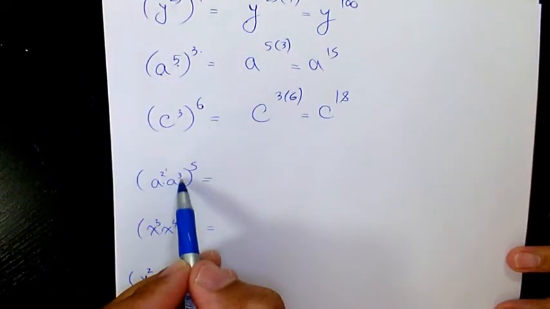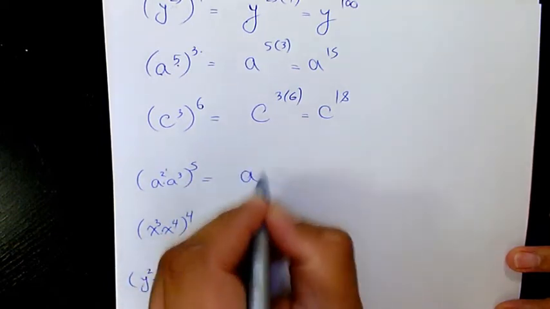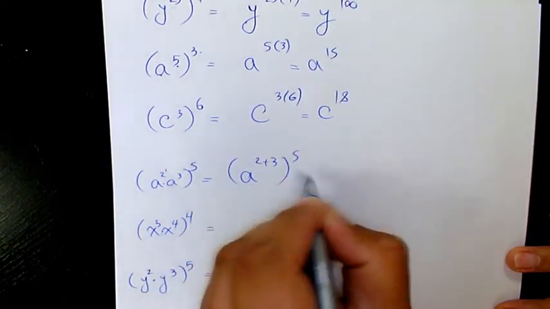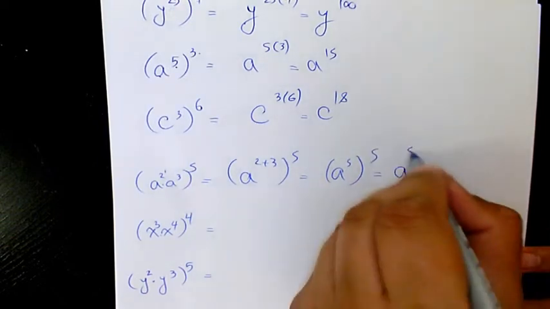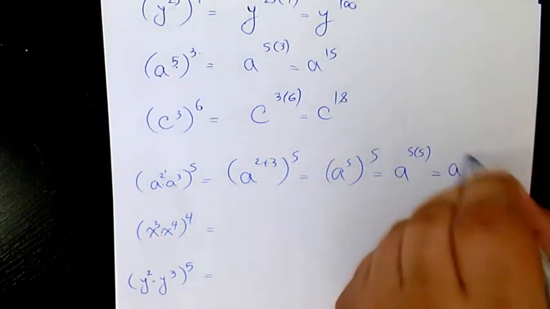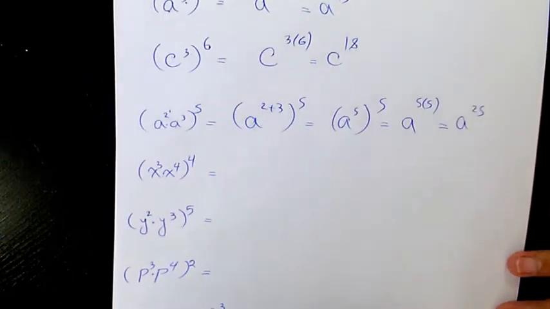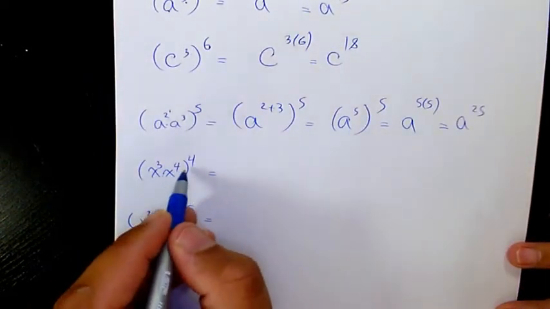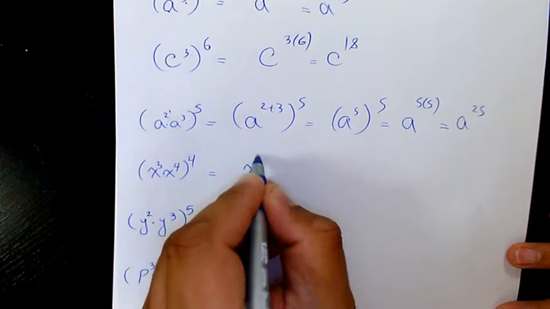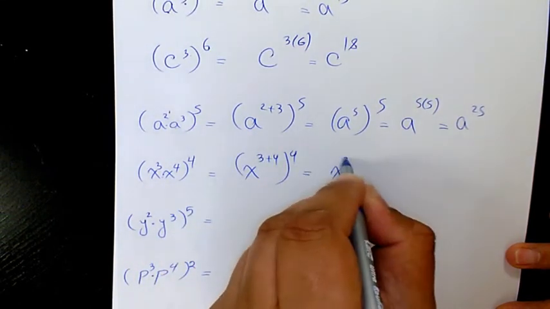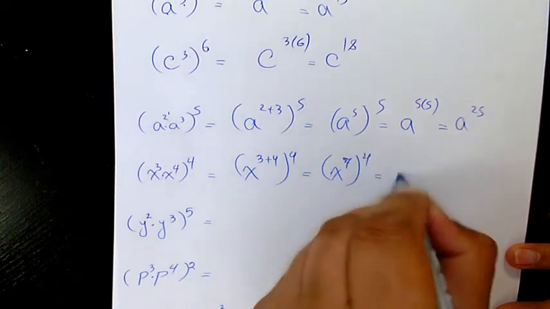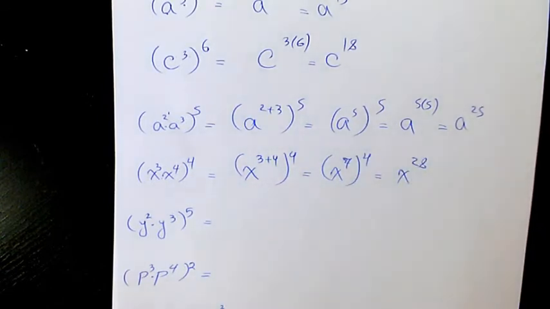a squared times a cubed to the power of 5 is going to be a to the power of 2 plus 3 to the power of 5. So it's going to be a to the power of 5 to the power of 5. So it's going to be a to the power of 5 times 5, or a to the power of 25. Next one, x cubed times x to the power of 4 to the power of 4. So it's going to be x to the power of 3 plus 4 to the power of 4. That's x to the power of 7 to the power of 4. So it's going to be x to the power of 28.